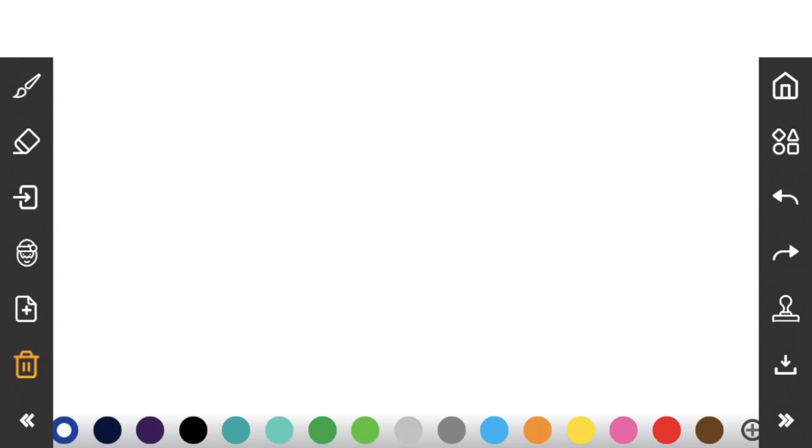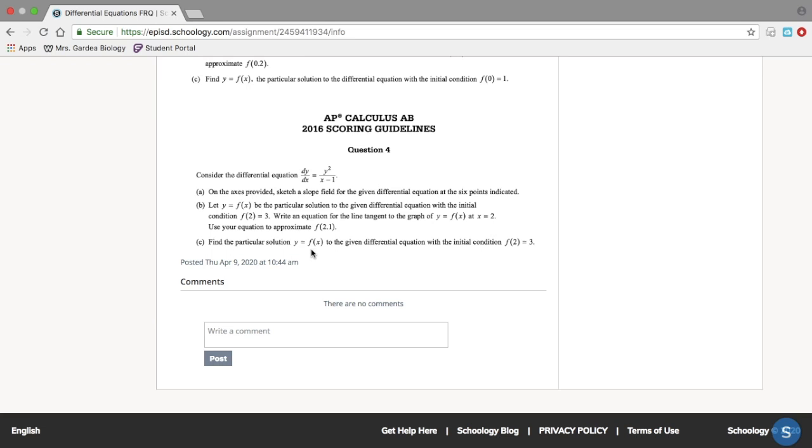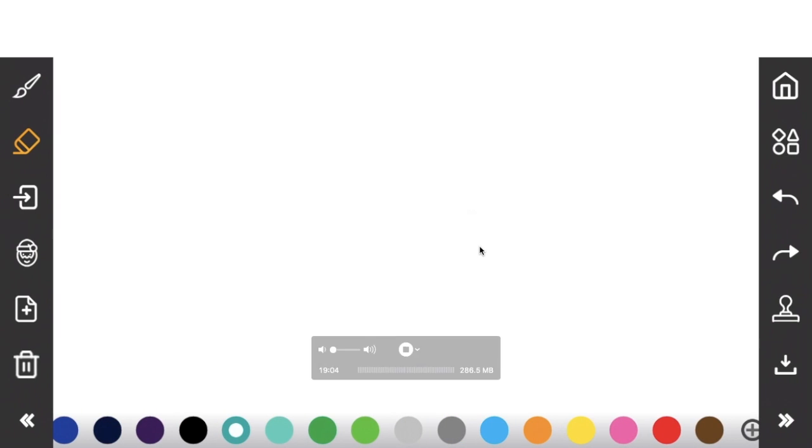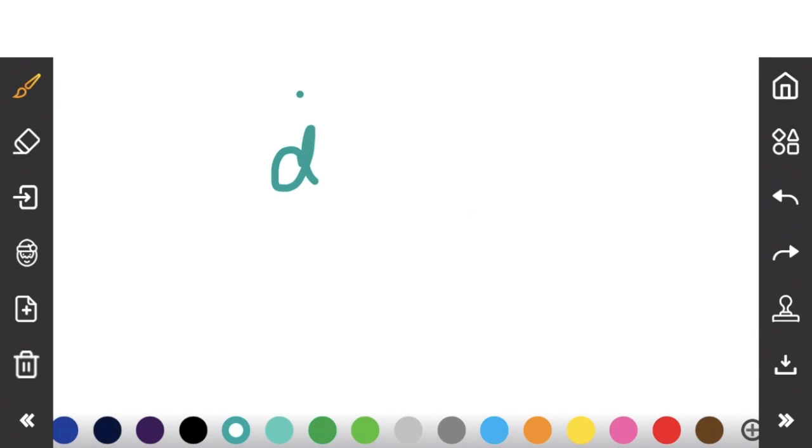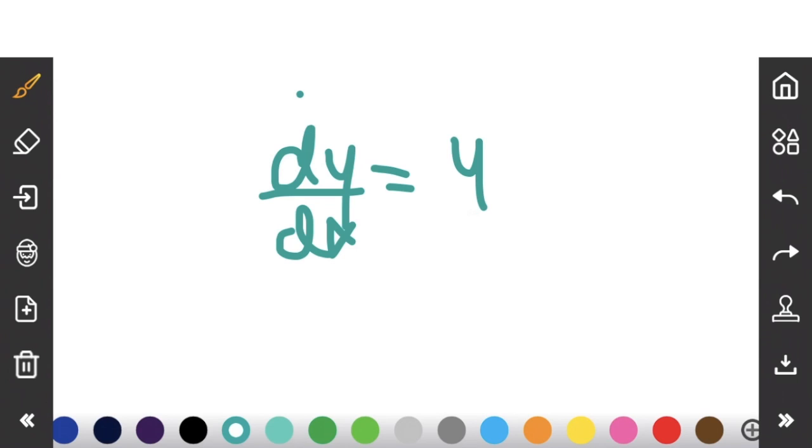Okay, that was part B. Now you can go on to part C, which reads, find the particular solution y equals f of x to the given differential equation with the initial condition f of 2 equals 3. Remember that this is the differential equation they gave you: dy over dx equals y squared over x minus 1.